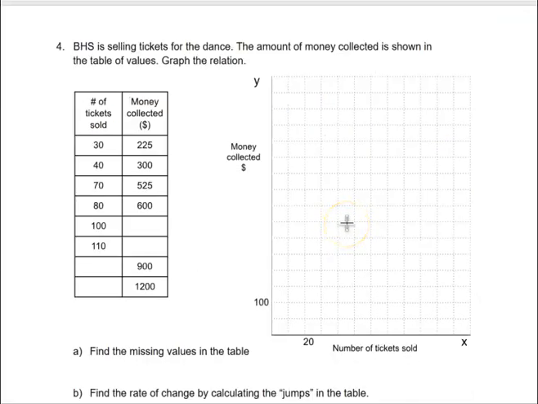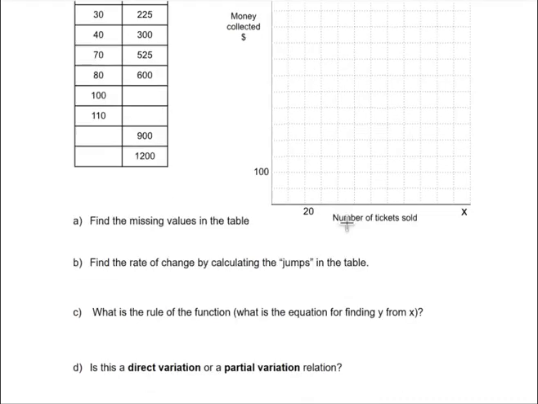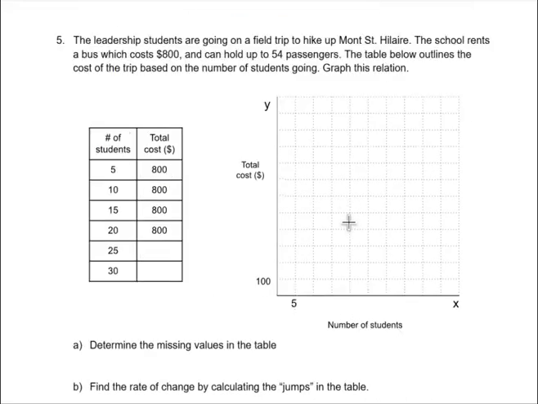Okay, so I'm going to skip number 4 for now. It's another direct variation relation, but I'm going to jump to number 5, which is a very strange situation. It says the students going on a field trip are going to rent a bus that costs $800. And no matter how many students are on the bus, it's still going to cost $800 as long as they don't go over the capacity. So completing this table is easy enough.